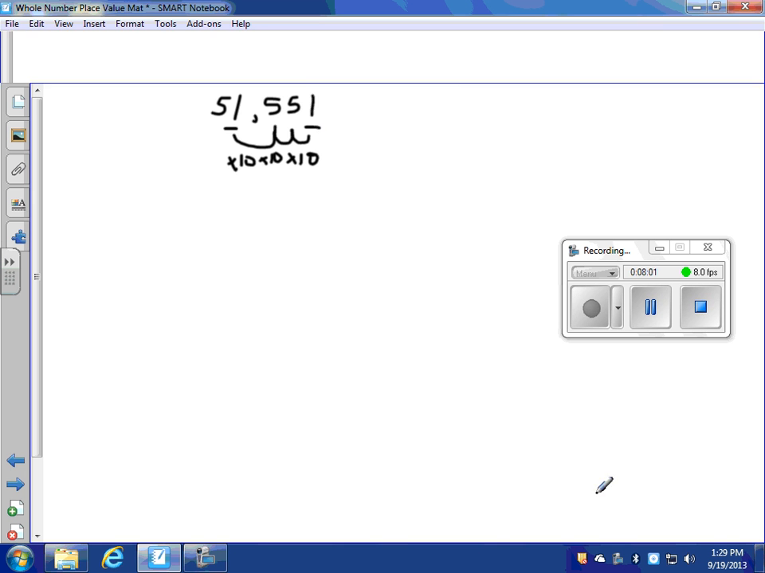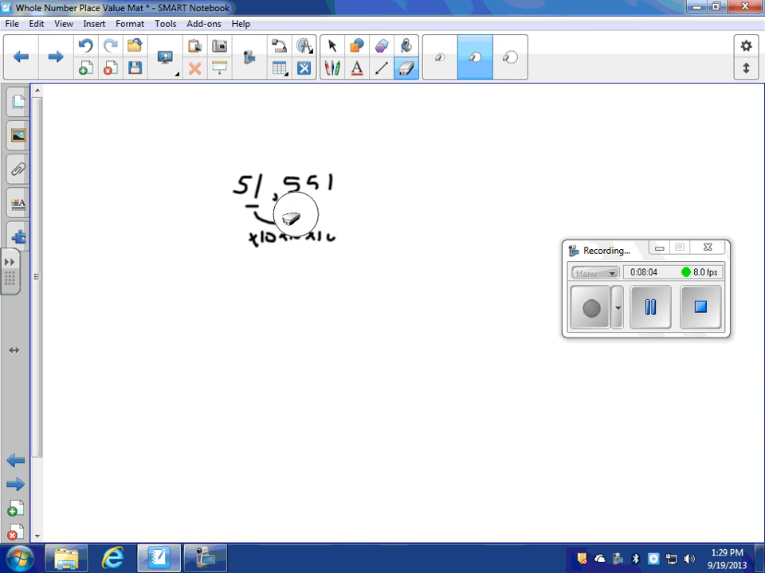Now, if I wanted to compare my 5s here, there's 1 hop between the 5 that's in the tens place and the hundreds place. So the 5 in the tens place is 1/10 the size of the 5 in the hundreds place. And vice versa, the 5 in the hundreds place is 10 times larger than the 5 in the tens place.